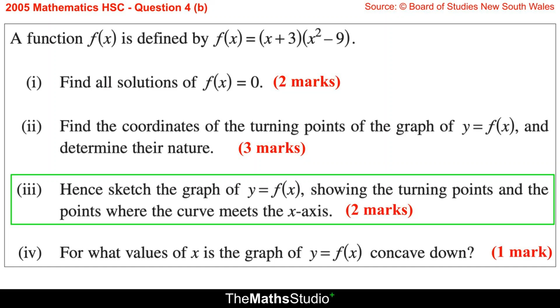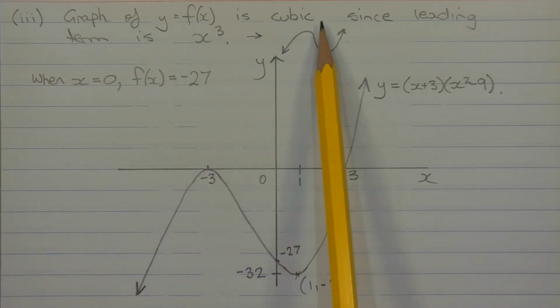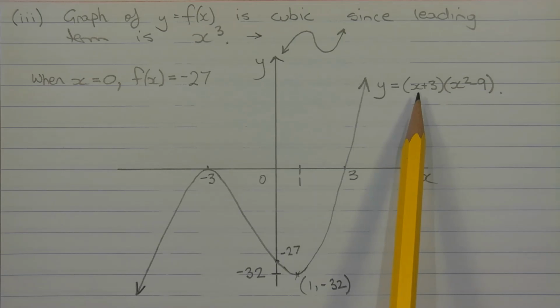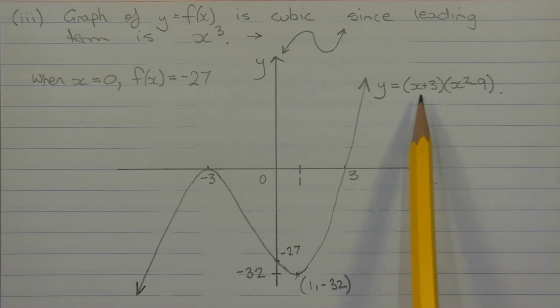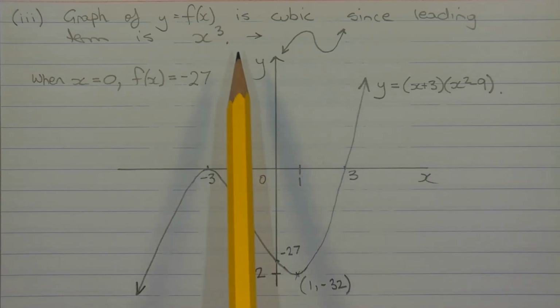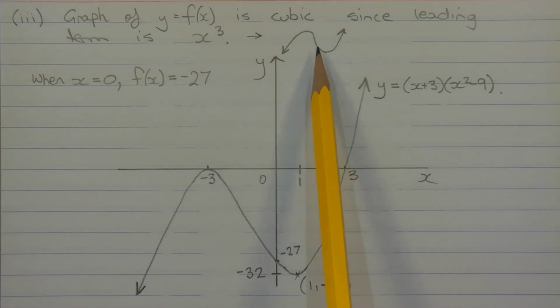Part 3. Hence sketch the graph of y equals f of x, showing the turning points and the points where the curve meets the x-axis. The graph of y equals f of x is cubic since the leading term is x cubed, and we get that by multiplying the term with the highest power in the first bracket by the term with the highest power in the second bracket. So x times x squared gives us x cubed. So the graph of y equals f of x will look like a sideways S shape.